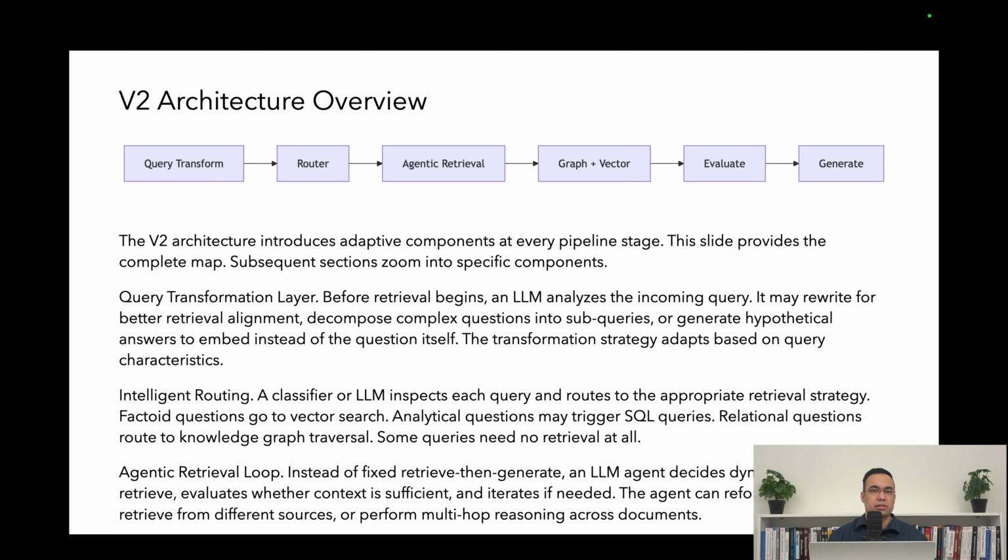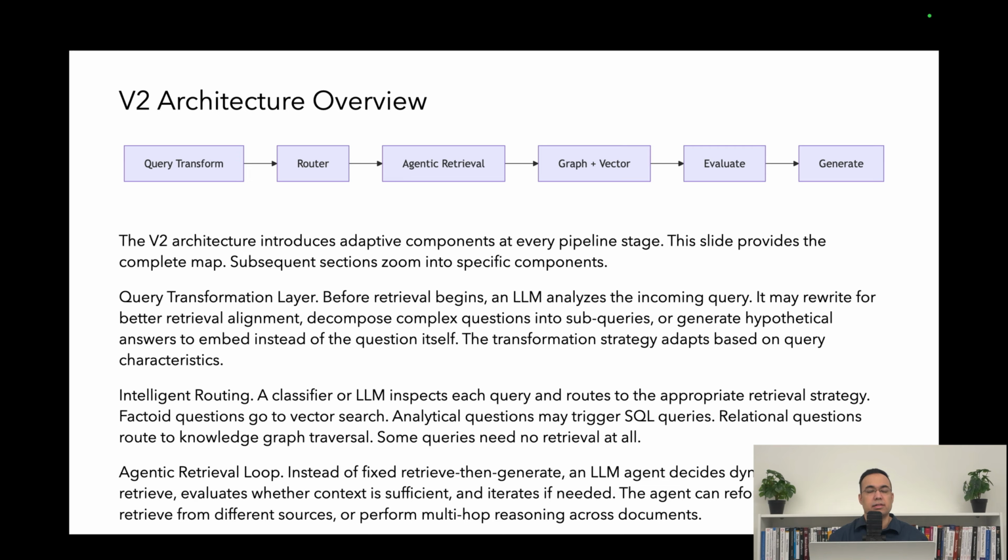The first major addition is the query transformation layer. Before retrieval begins, an LLM analyzes the incoming query. It may rewrite the query for better vocabulary alignment. It may decompose complex questions into subqueries. It may generate hypothetical answers to embed instead of the question itself. The transformation strategy adapts based on the query characteristics.